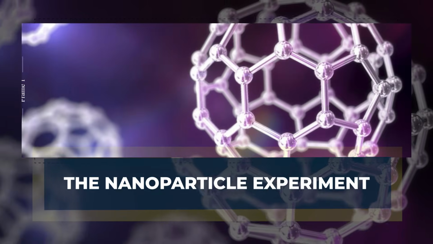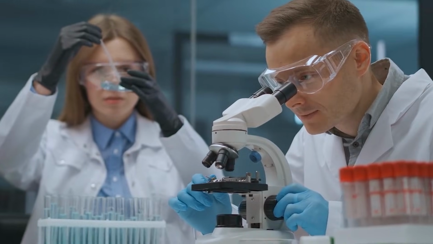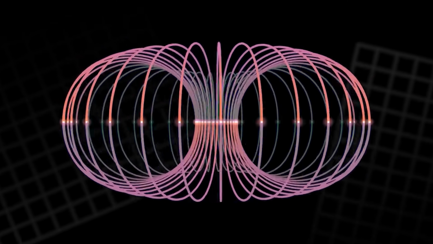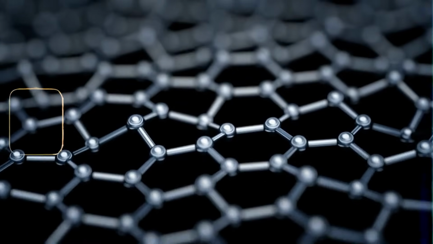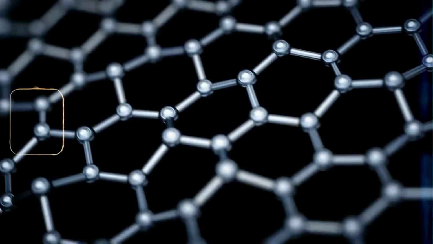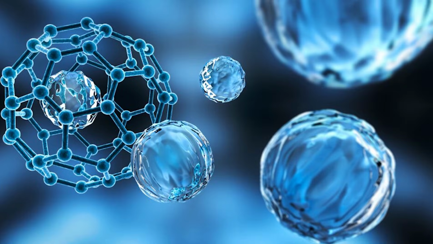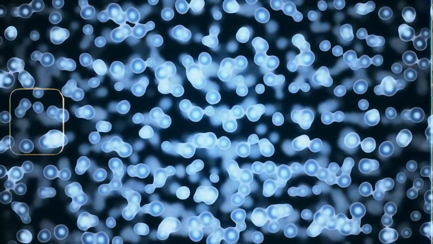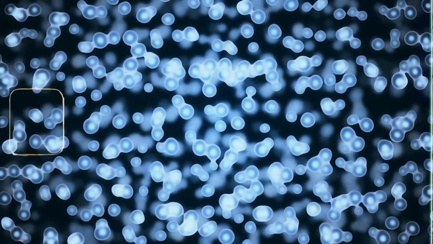The nanoparticle experiment. Researchers took a linearly polarized laser, meaning its electric field wiggles in one fixed plane. They sent it into a glass container filled with nanoparticles. The particles are not arranged. They drift and jitter randomly because of heat, like a crowd that never stops moving.